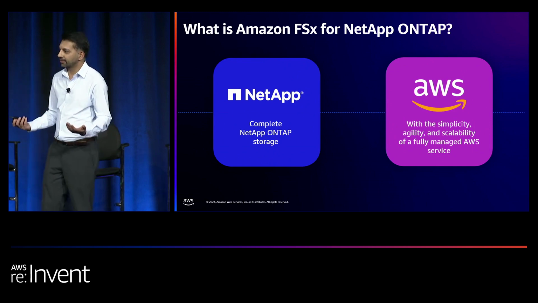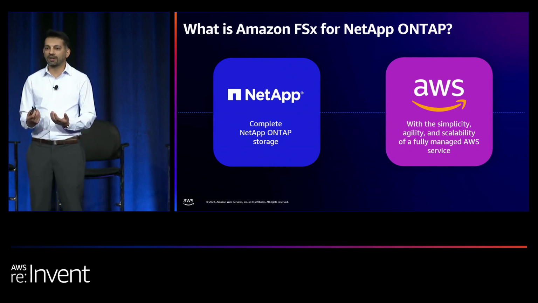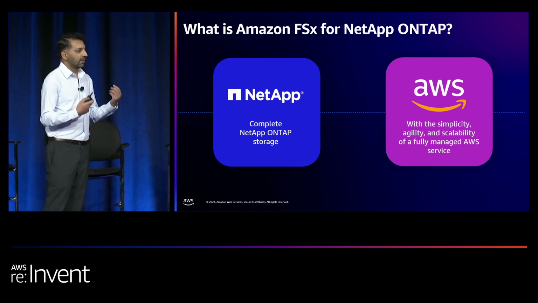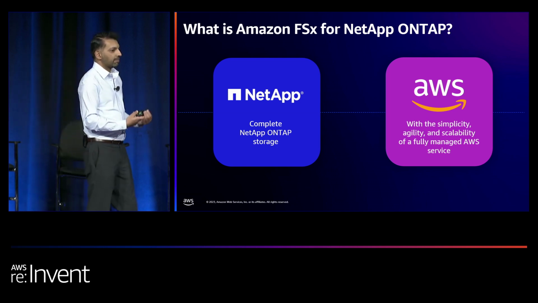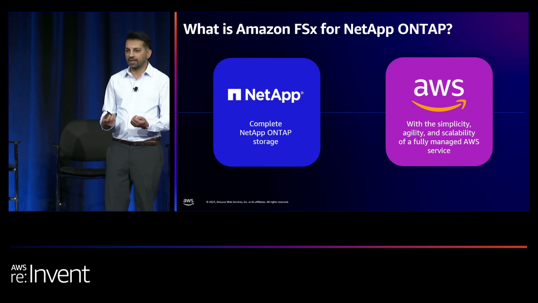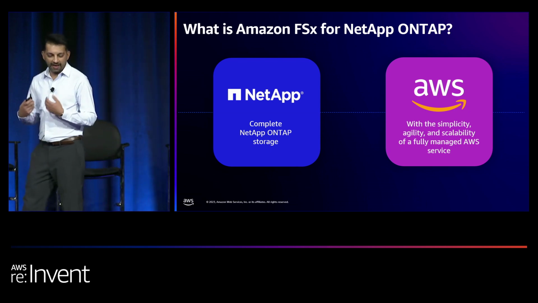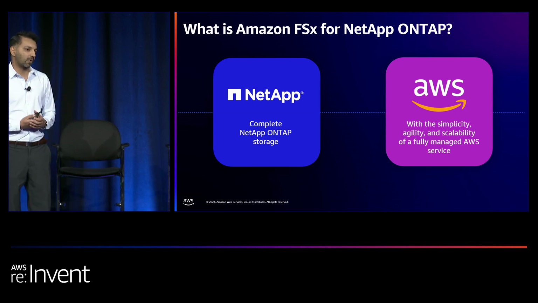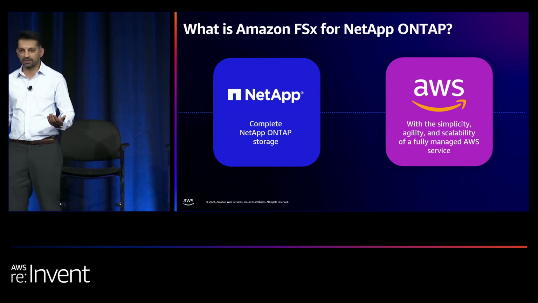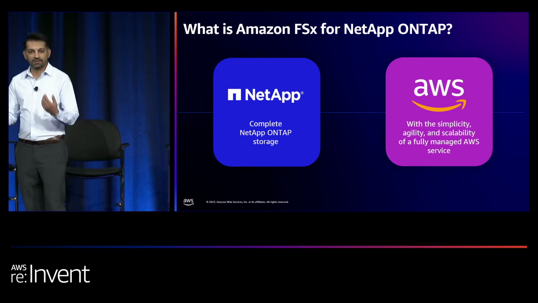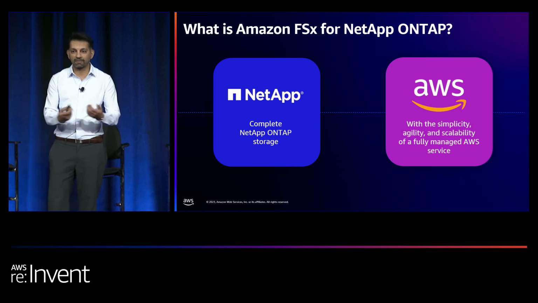What is it? Right? In a nutshell, FSx for ONTAP is NetApp's ONTAP software now delivered as a fully managed, highly scalable, efficient service from AWS. It's a native AWS service. AWS sells it, supports it, deploys it. You have it globally available in all the regions.